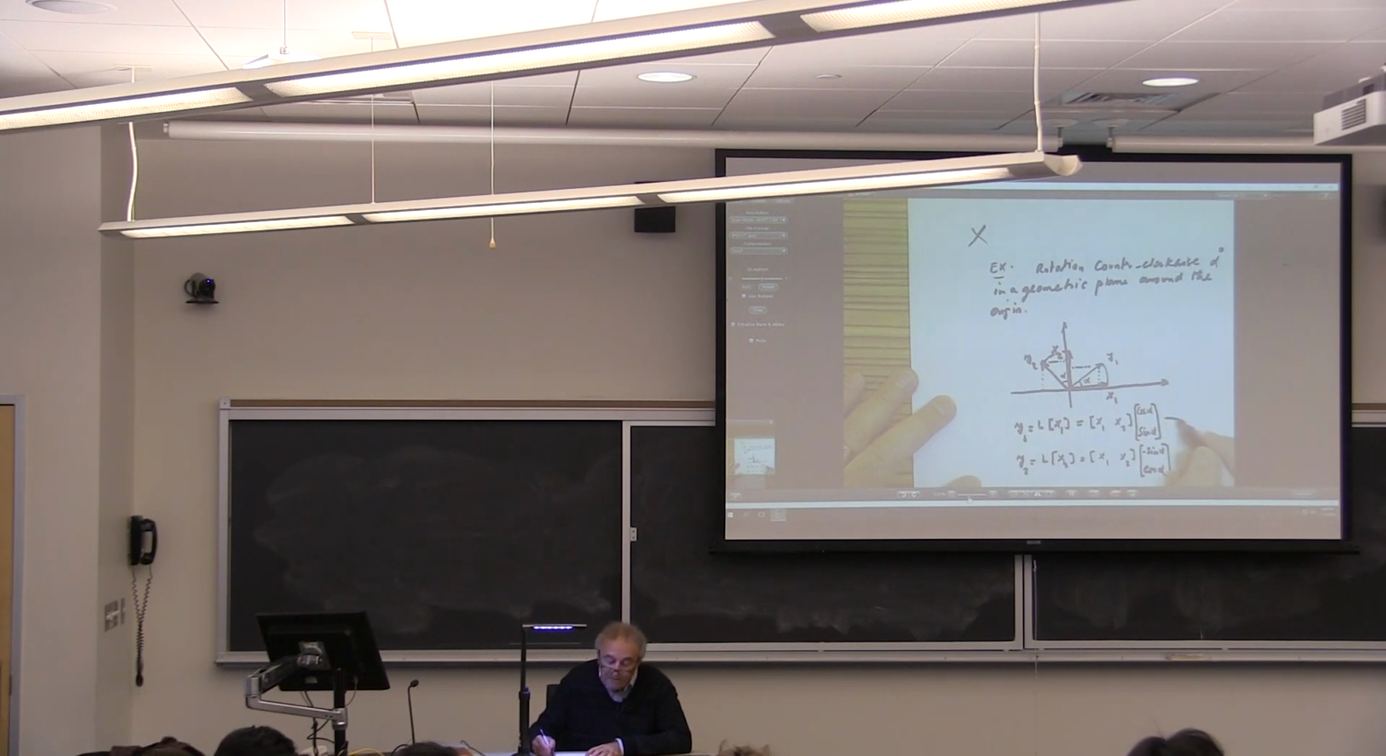So this becomes the first column of the matrix A. This becomes the second column of the matrix A. So you can immediately write the matrix representation of this linear operator: cosine alpha, sine alpha in the first column, and minus sine alpha, cosine alpha in the second.